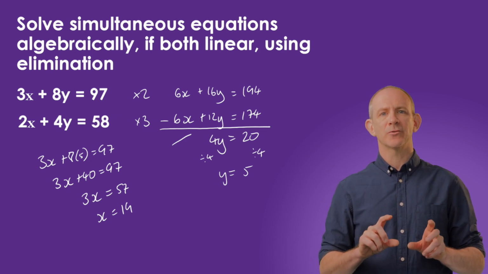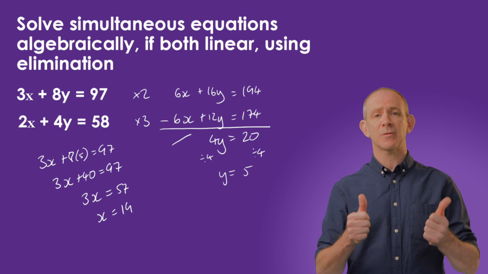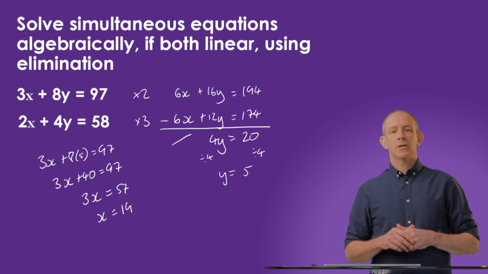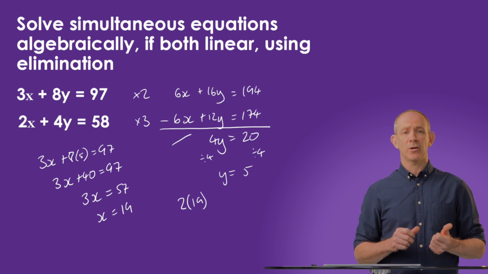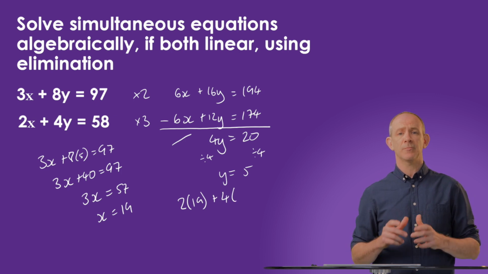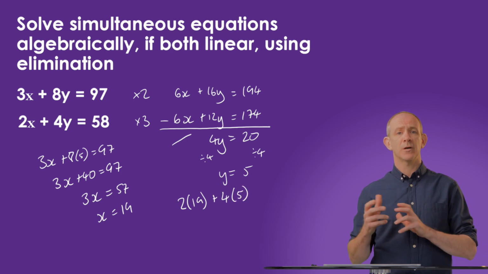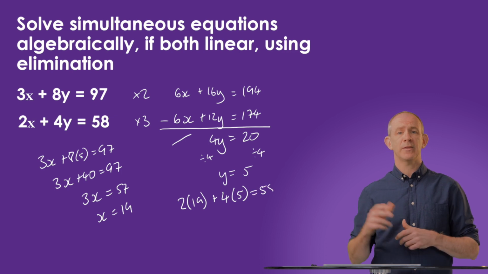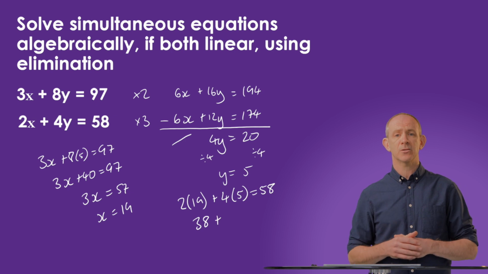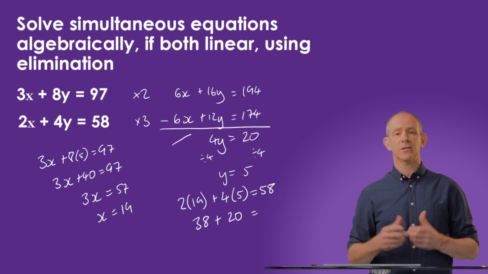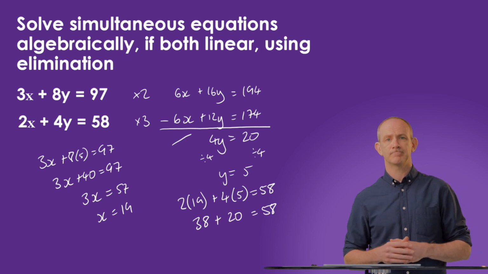We can double check our answers by using the second equation and substituting these values in. So if we substitute in the value for x being 19 into the second equation, we've got 2 times 19 plus 4 times the y value of 5, and that should equal 58. 2 times 19 is going to give us 38, 4 times 5 would give us 20, and we can add them together to get 58.